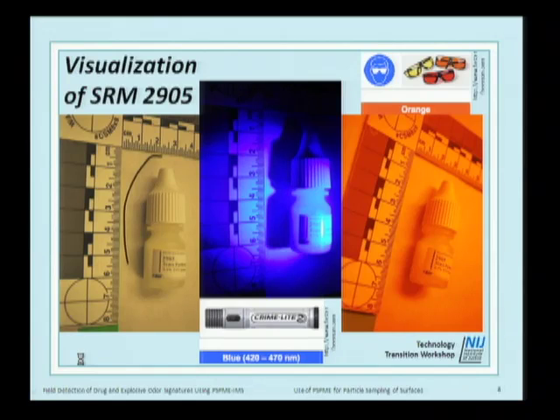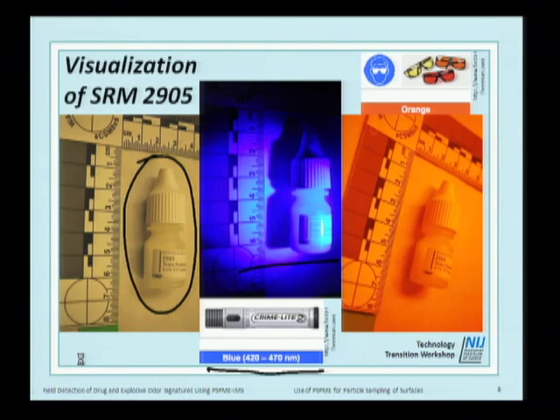So here's what it looks like. Under regular fluorescent lighting, you take a picture. This is what the little vial looks like. You see it's 2905. Trace particles. It's got 0.1% TNT. If you irradiate it with blue light, so it's got a wavelength of 420 to 470 nanometers, this is what it looks like if you take a picture under blue light irradiation.